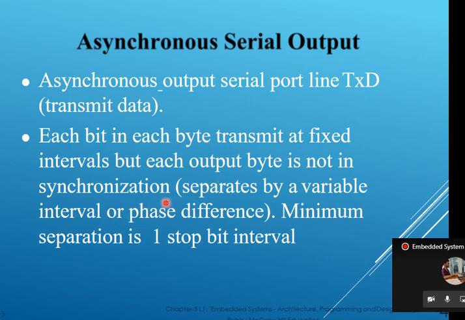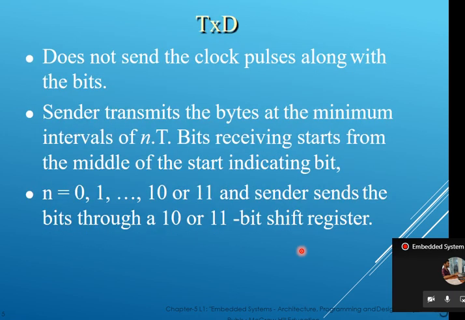The minimum separation is one stop bit interval. In the sense, if I'm sending multiple frames, first I send the first frame and then the second frame, and in between I may have only one stop bit interval, so that I can send the sequence of data continuously.